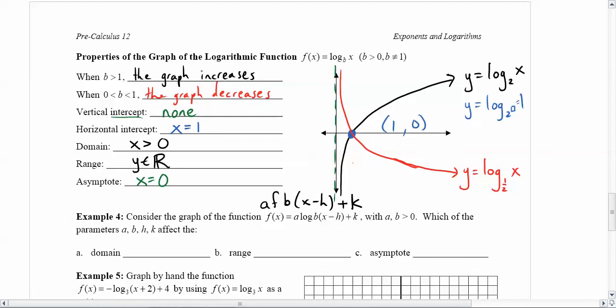How can we make the domain different? H. H would make the domain different. If H is a big number, that would move the asymptote over, then the domain would be bigger than H. So pretty much the domain is always x is bigger than H. That's the domain.